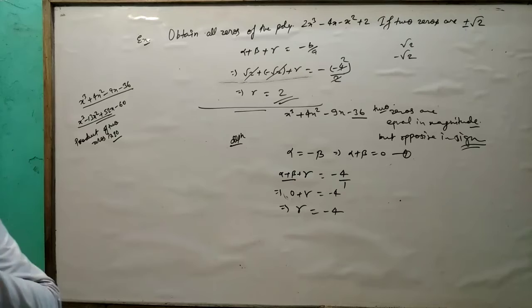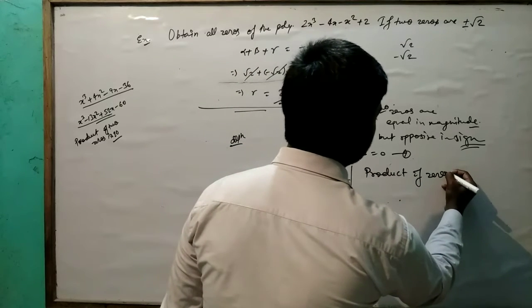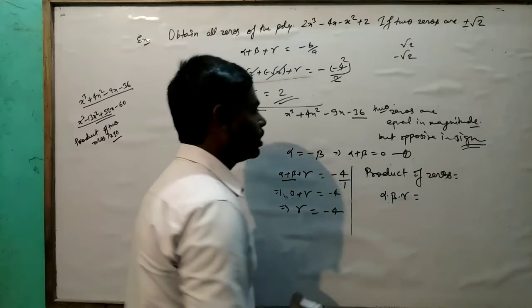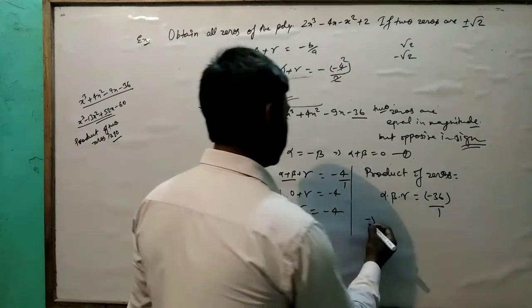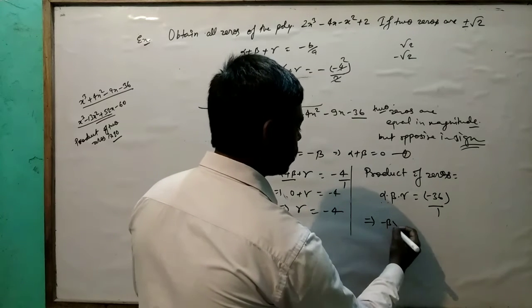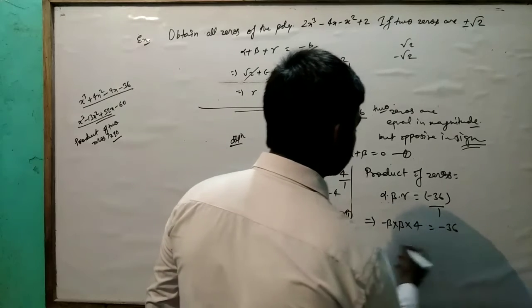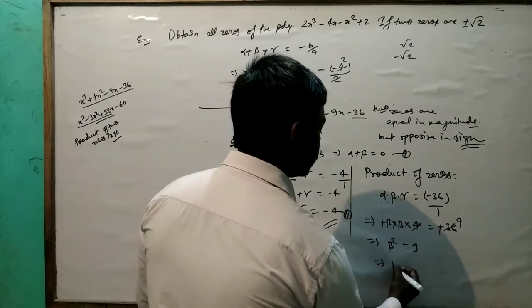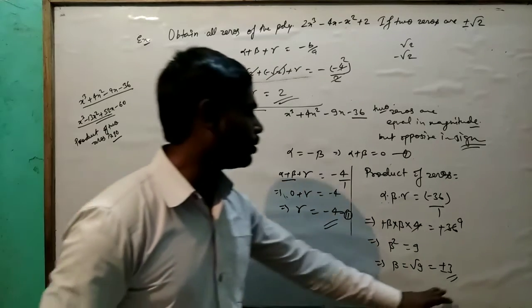Then now we have to find the other two zeros. Here we use the product of zeros. The product of zeros, alpha into beta into gamma, is equal to minus d by a, that is minus 36 by 1. Here alpha is equal to minus beta, so minus beta into gamma, using gamma is minus 4, is equal to minus 36. The minus signs cancel, 4 nines are 36, so beta square is equal to 9, and beta is equal to under root 9, that is plus minus 3. This is the value of beta.